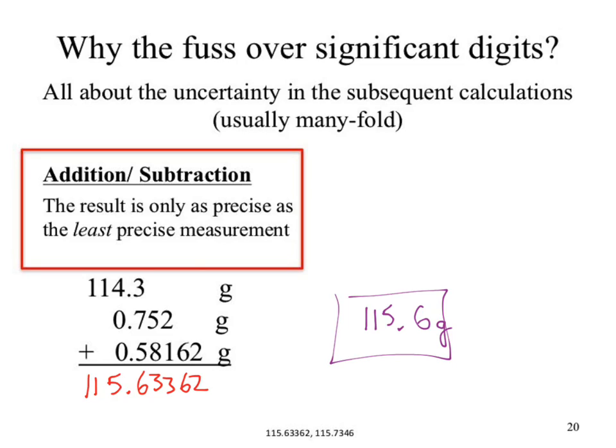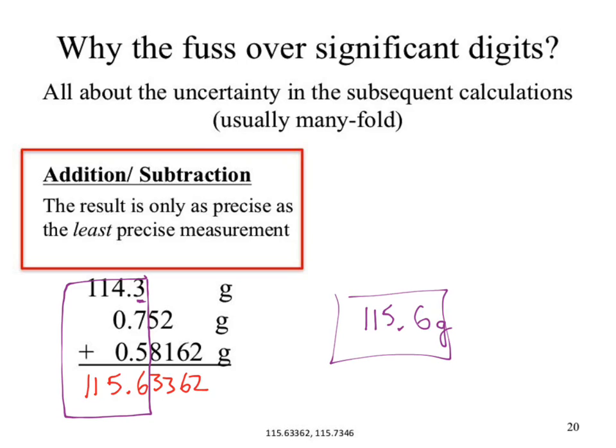When we add and subtract, our answer is only as precise as the least precise place. So we take a look at all of the measurements that are reported here. Which of those is the least precise? 114.3 is only precise to the tenths place. All the other ones, differing numbers, but go out to further decimals. That means when I do the addition, I can only report out to the tenths place.